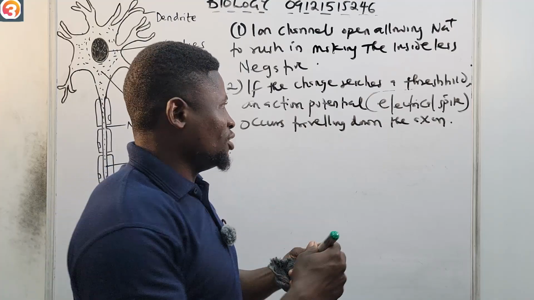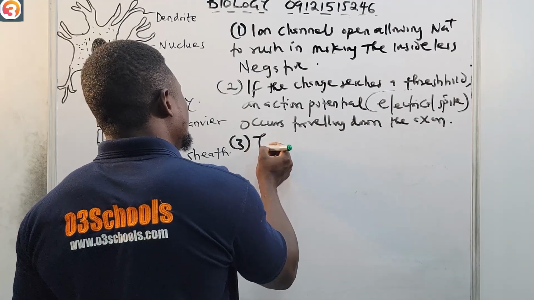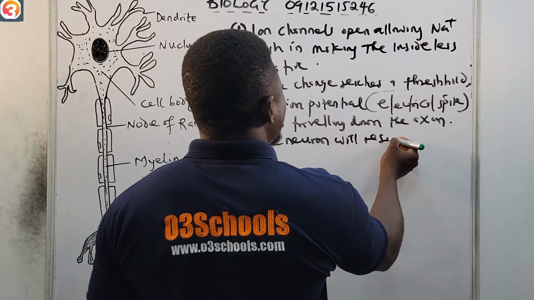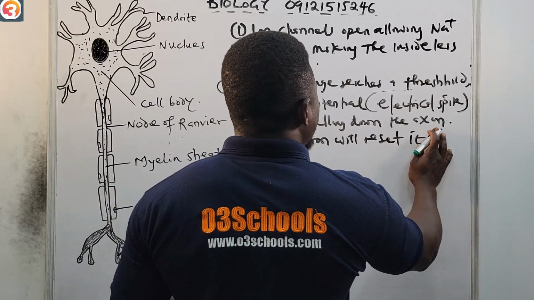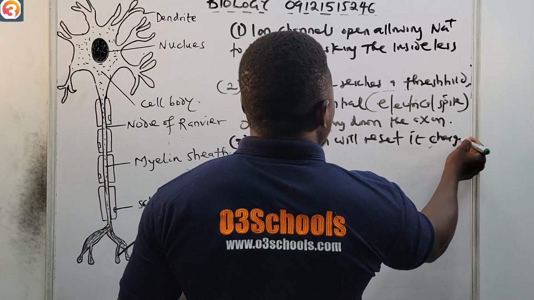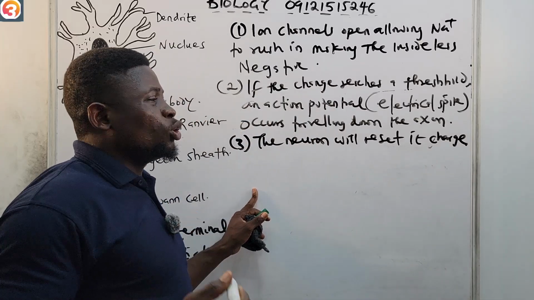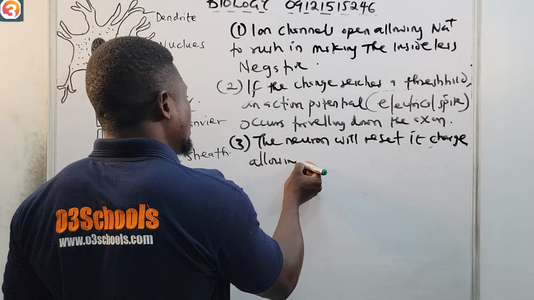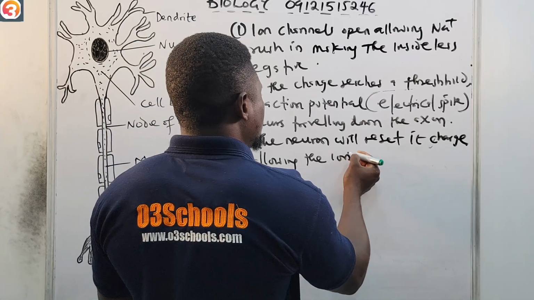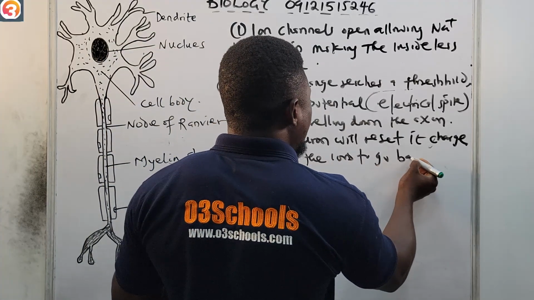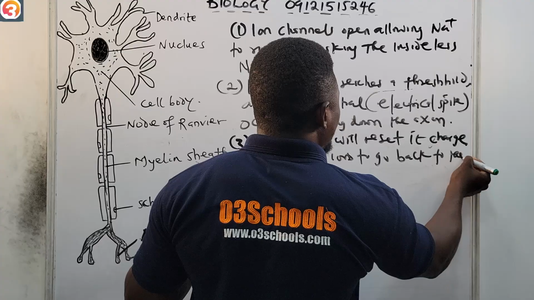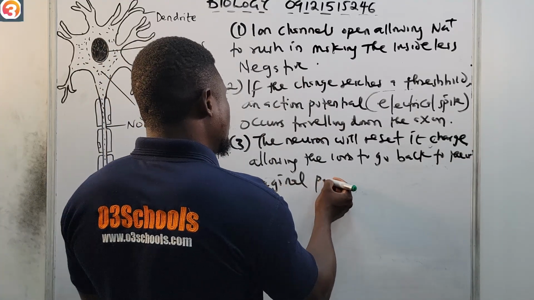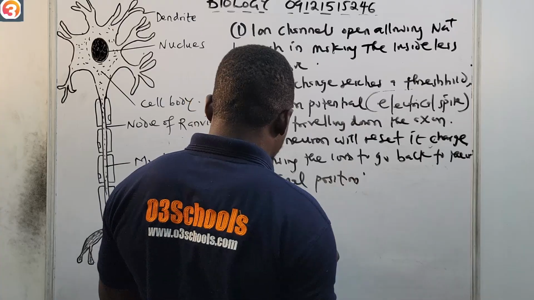Number three, the neuron will reset its charge, allowing the ions to go back to their original position.